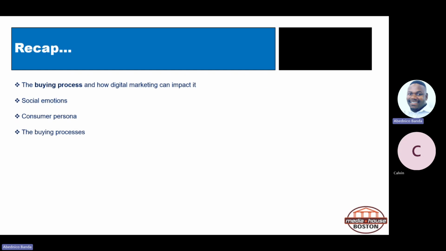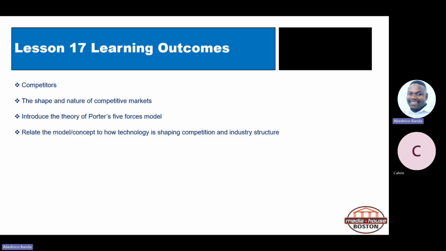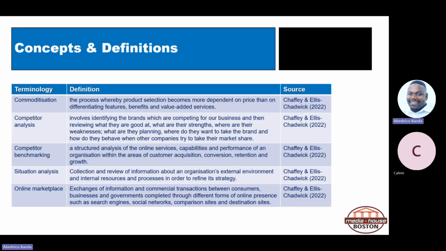Now we are going to look at another aspect of the micro environment, which is competitors. So we are going to look at competitors. We are going to look at the nature of competition. We are also going to introduce the theory of Porter's 5 force model. We are also going to look at how technology drives competition, because nowadays there are tools out there that companies are using to have a competitive advantage in the industries in which they operate. So these are the aspects that we are going to be looking at.